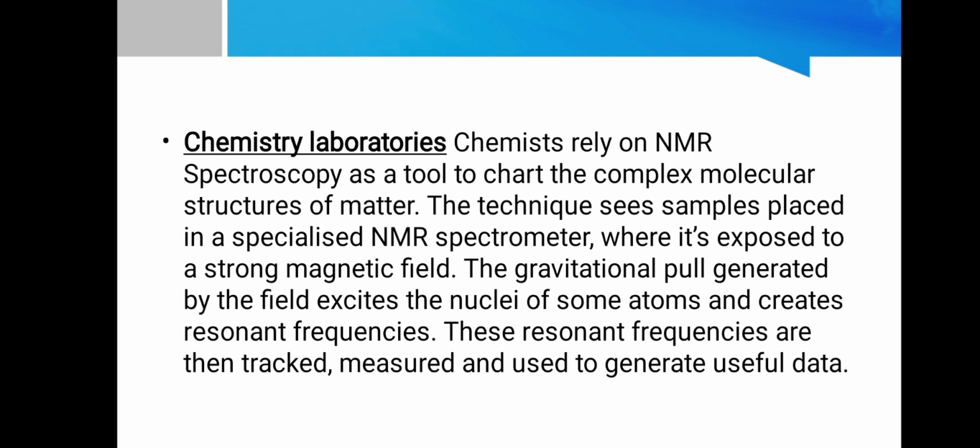Chemistry laboratories. Chemists rely on nuclear magnetic resonance spectroscopy as a tool to chart the complex molecular structures of matter. The technique sees samples placed in a specialized NMR spectrometer where they are exposed to a strong magnetic field. The gravitational pull generated by the field excites the nuclei of some atoms and creates resonant frequencies. These resonant frequencies are then tracked, measured, and used to generate useful data.